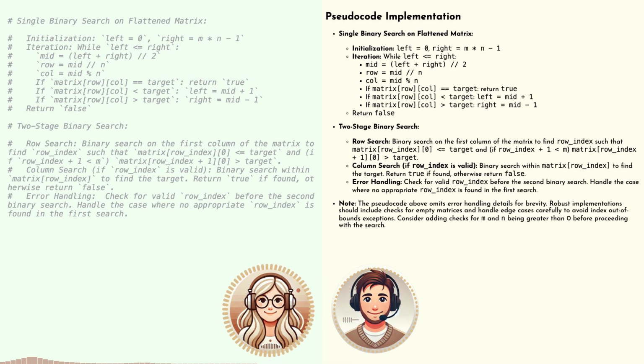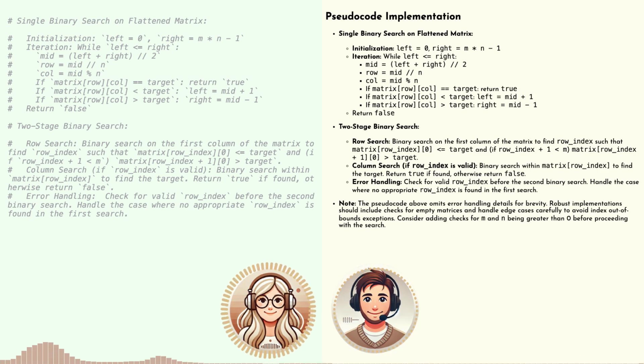Using binary search on the first column. So we start by setting a left pointer to 0, representing the first row, and a right pointer to the last row index. Then we enter a loop that continues as long as our left pointer is less than or equal to our right pointer.